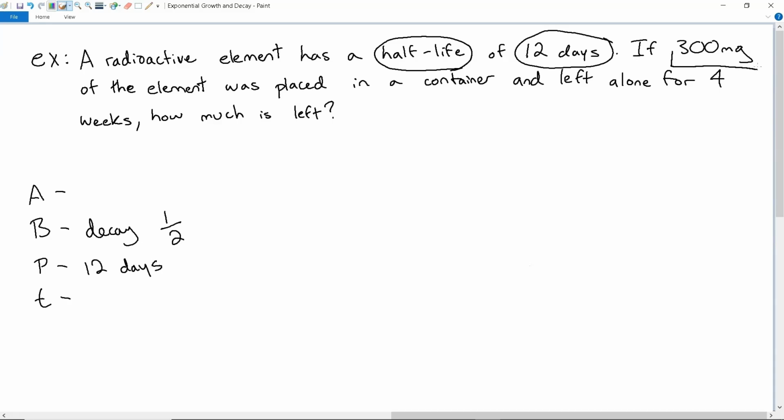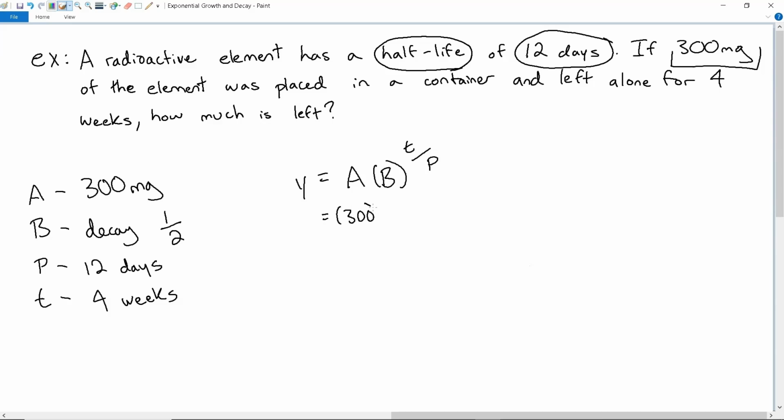Very next thing is our starting amount. It tells us we have 300 milligrams of the element. And how much time total has elapsed? We have left the container alone for 4 weeks. So that will be our total time. Okay, we have all of our values that we need. So I'm just going to write out the generic setup here. Now we just need to plug in all of our values, solve for y, and that'll be how much of the material we have left after 4 weeks.